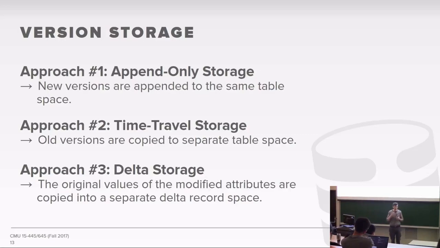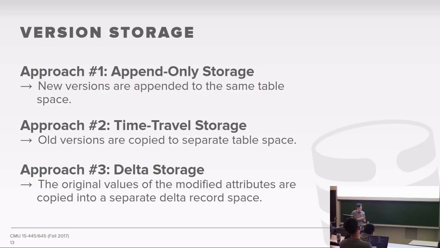It's basically anytime you create a new version of a tuple, you just insert a new entire tuple into the main table. So this is what Postgres does. Anytime you update a tuple, it copies the old version and inserts it in a new slot inside of a page, and then you just overwrite the values that you want to update.